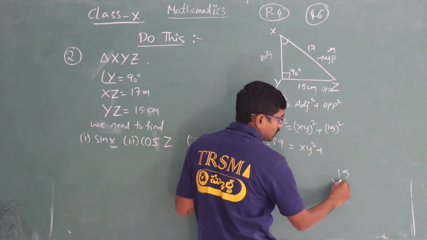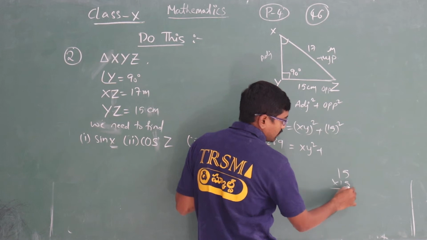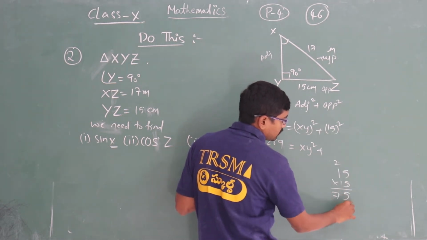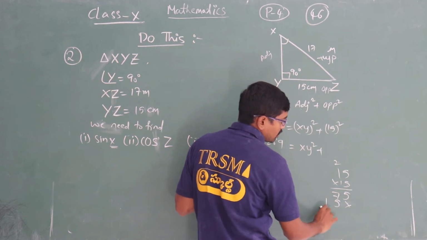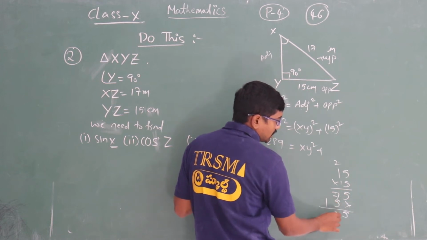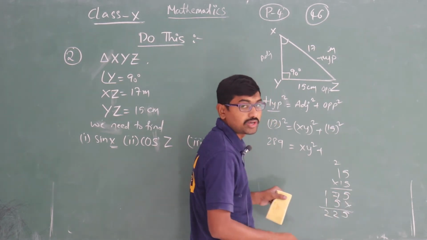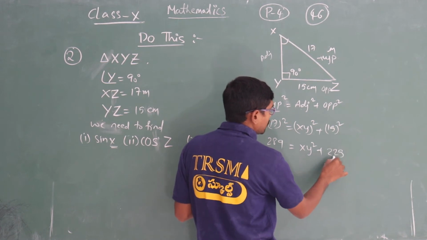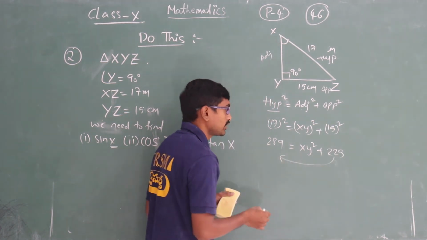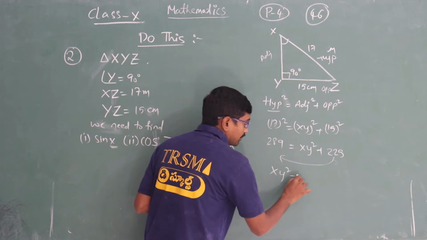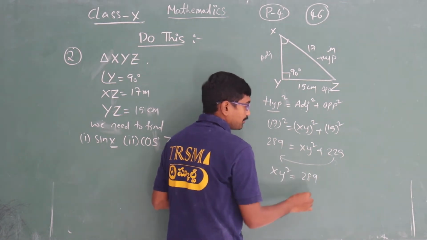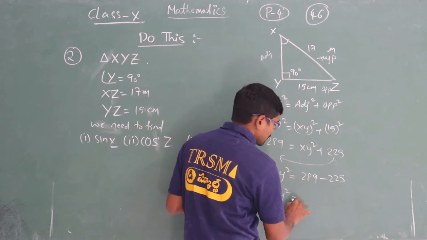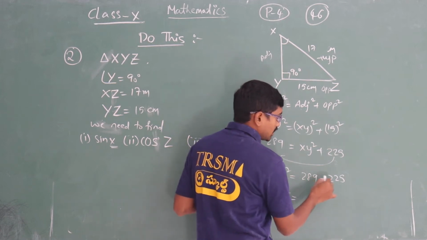Let us check 15 into 15. 1 5s are 5, 5 5s are 25, 5 1s are 5, 6, 7, 1 5s are 5, 1 1s are 1, so here we get 225. So 15 into 15 we have got 225, plus 225 comes here, it will become minus 225. So xy square is equal to 289 minus 225. If I subtract, how much will I get?